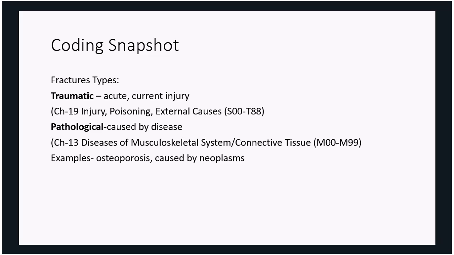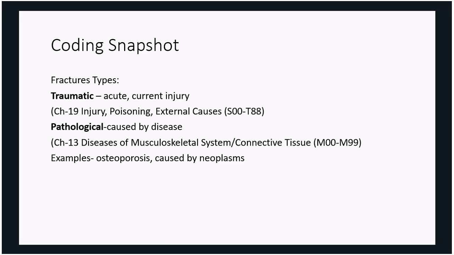When you're coding fractures, the fractures are either going to be traumatic or pathological. Traumatic fractures are an acute or current injury, and this can occur due to some type of trauma. Maybe the patient was involved in a motor vehicle accident. Maybe there was a fall where they sustained some type of injury. So if you're coding traumatic fractures, you're going to want to go to Chapter 19, Injury, Poisoning, and External Causes. And the code range for this is S00 through T88.